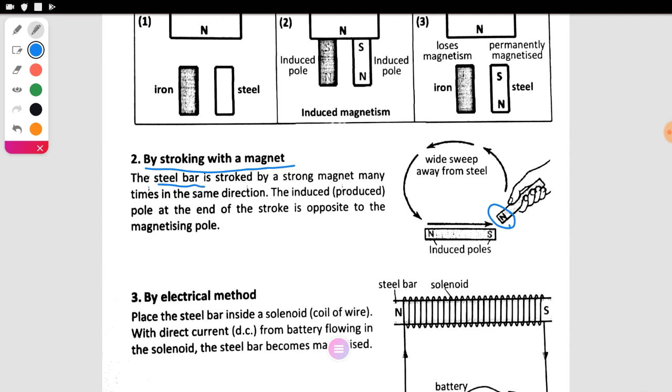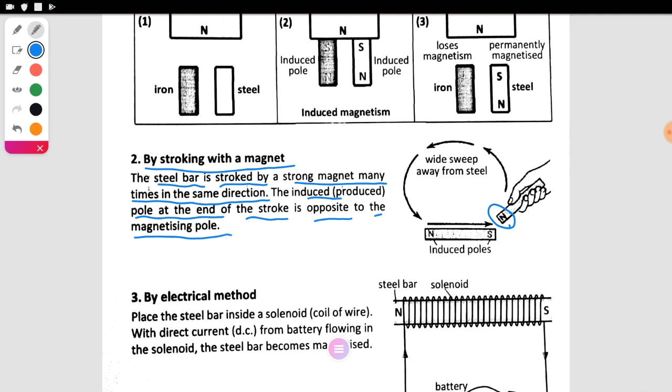A steel bar is stroked or rubbed by a strong magnet many times in the same direction. The induced pole is opposite to the pole of the magnet used for magnetizing. This is the second method.